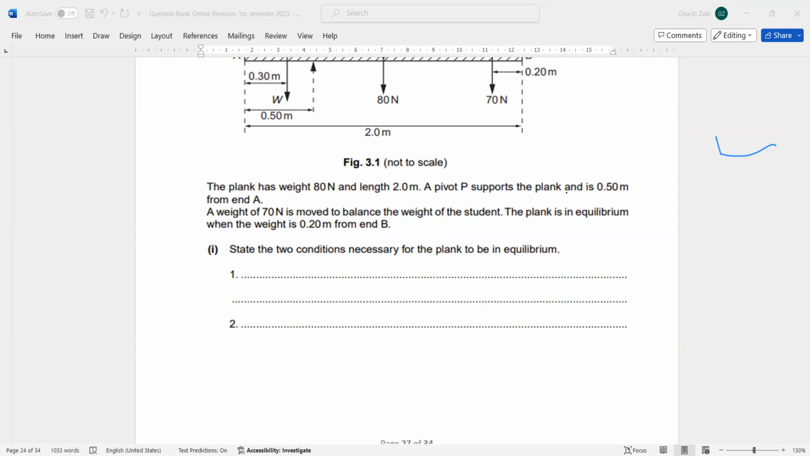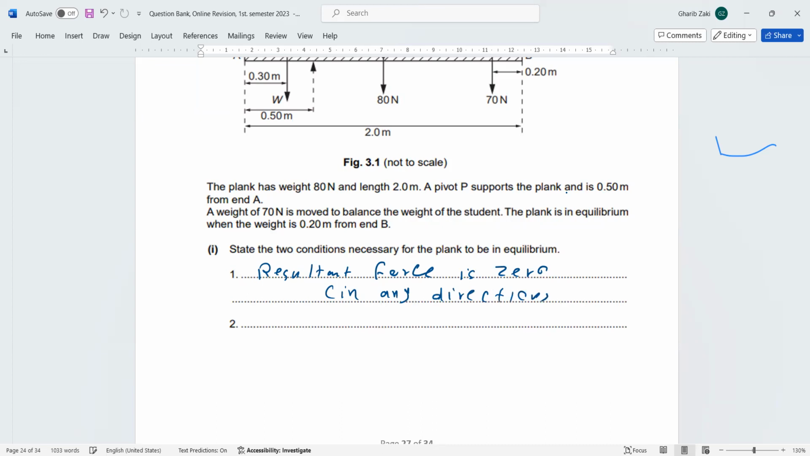State the two conditions here. The resultant force is 0, in any direction. The second, the resultant moment is 0 about any pivot, about any point.